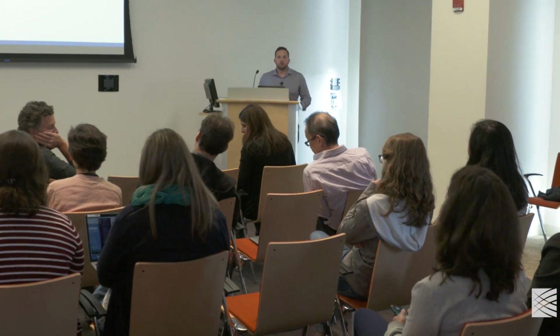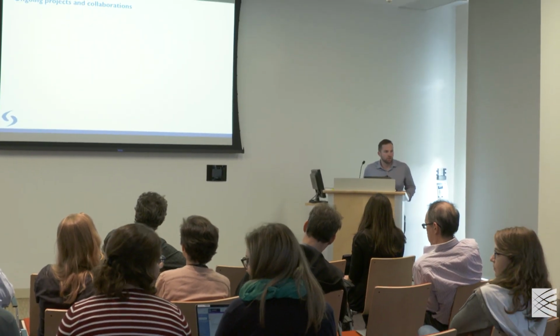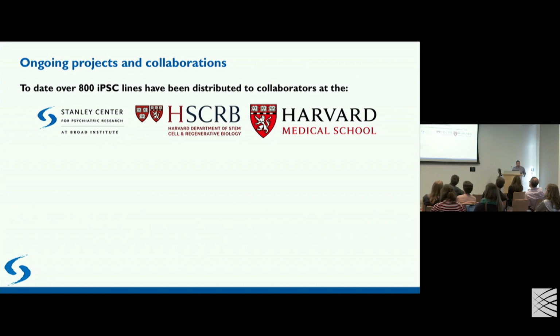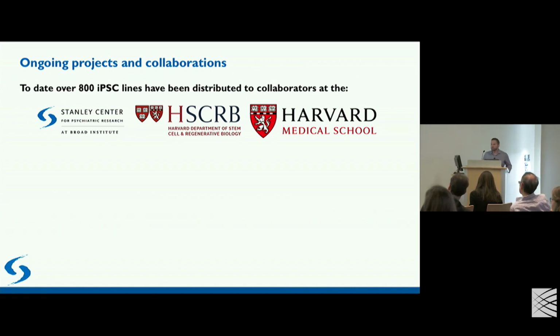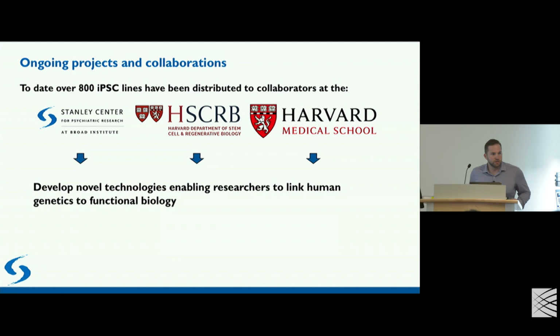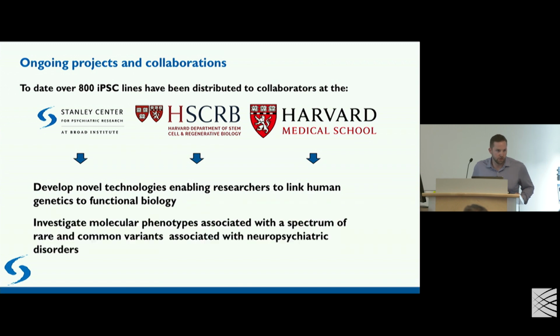Okay, so now I'm going to talk about a few of the ongoing collaborations and projects that we're working with, both within our group and with collaborators here at the Stanley Center, and ways this resource is currently being used today. So far to date, we have distributed over 800 iPSC lines to collaborators both here at the Stanley Center, Harvard Medical School, and the Stem Cell and Regenerative Biology Department at Harvard. And these researchers are using these to do a few different things. First, develop novel technologies that might enable us to link human genetics to functional biology, as well as investigate molecular phenotypes that are associated with the spectrum of rare and common variants of particular interest here at the Stanley Center in neuropsychiatric disorders. And so I'm going to highlight a few of the projects that we're working on.